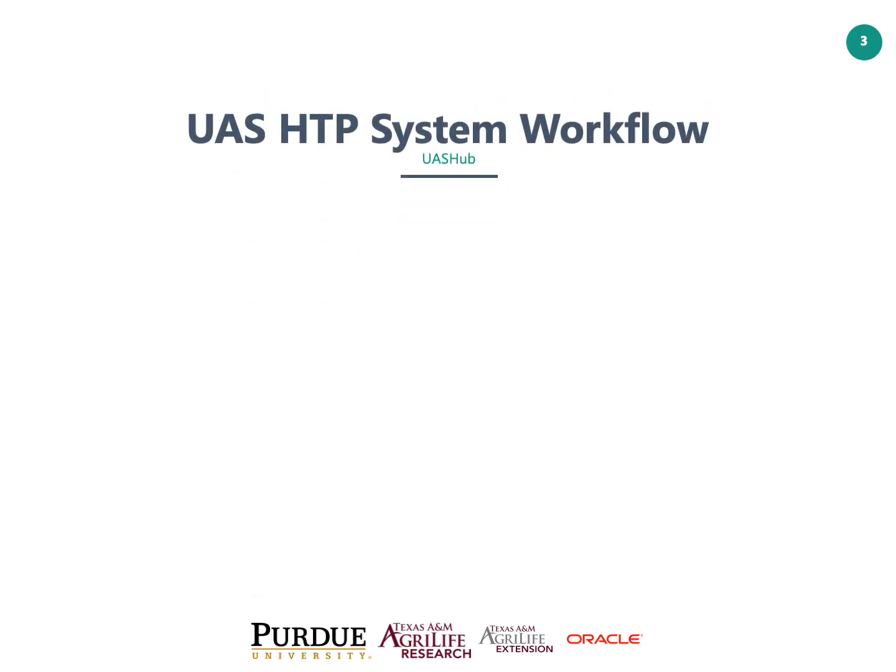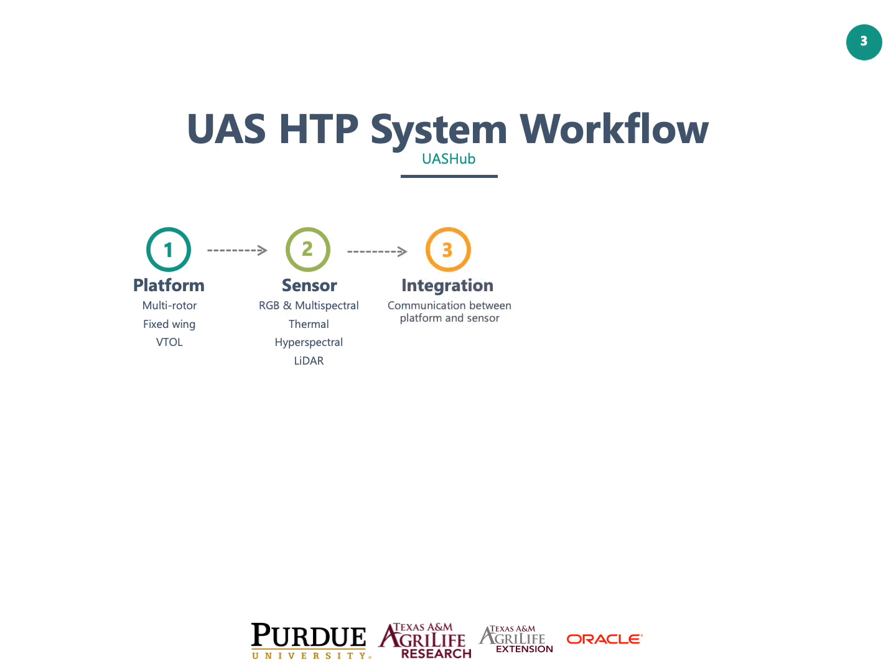So this is the overall workflow of how the UAS-based high-throughput phenotyping system is going to work. First, we need to develop a platform. It can be either a multi-rotor platform or fixed wing. More recently, it can be the VTOL, vertical takeoff and landing system. And then we need to have a sensor. There can be a variety of sensors. It can be RGB, multispectral, thermal, hyperspectral, lidar. And we need to integrate those sensors into the UAV platform so that we can collect the data out of it.